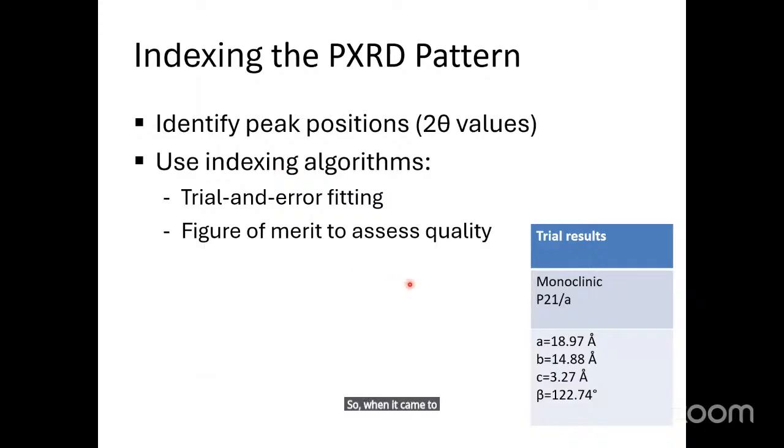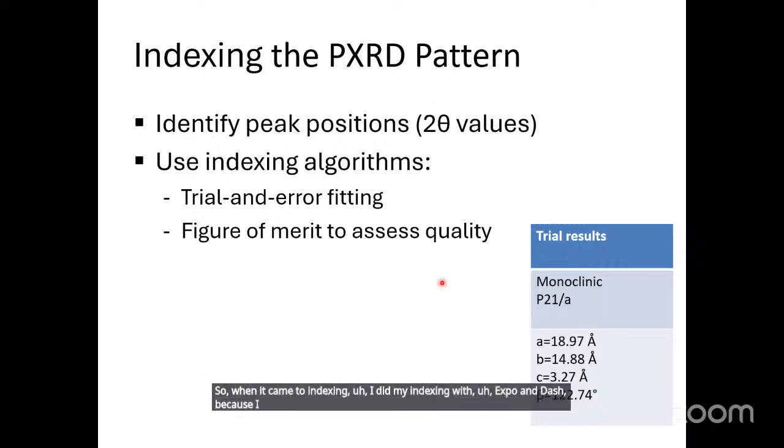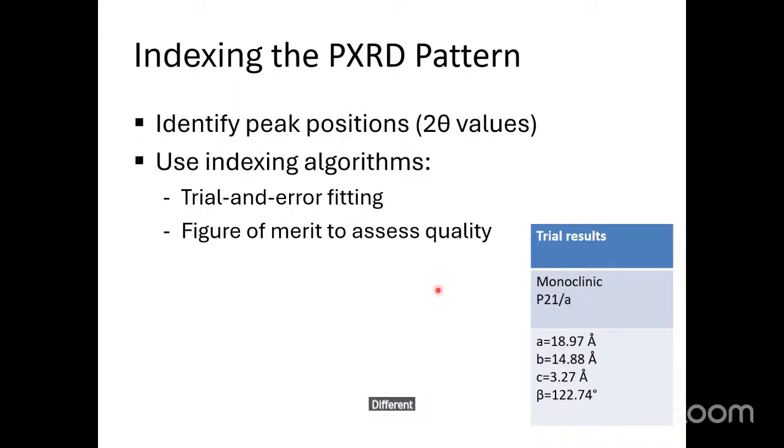When it came to indexing, I did my indexing with EXPO and DASH because I like to use both of them. They offer different levels of flexibility, and these are the starting indexed lattice parameters that I obtained. I'd like to mention that if you go to a paper that I'm going to share soon, you'll recognize that the C parameter is very high in that paper compared to the one I'm presenting here. That comes up as one of the issues at some point. I'll go to it.